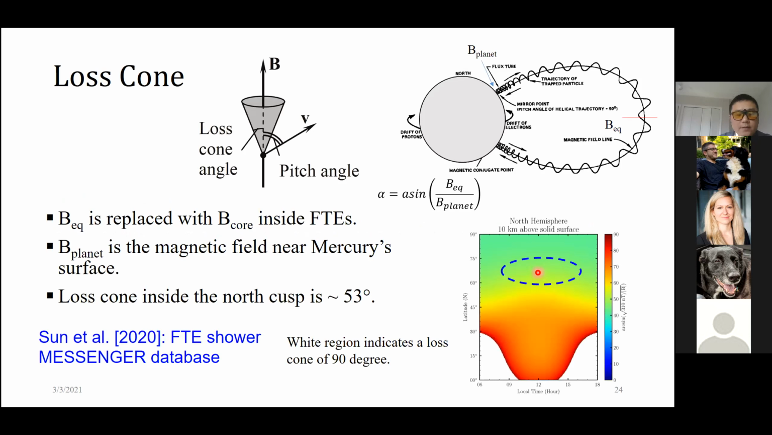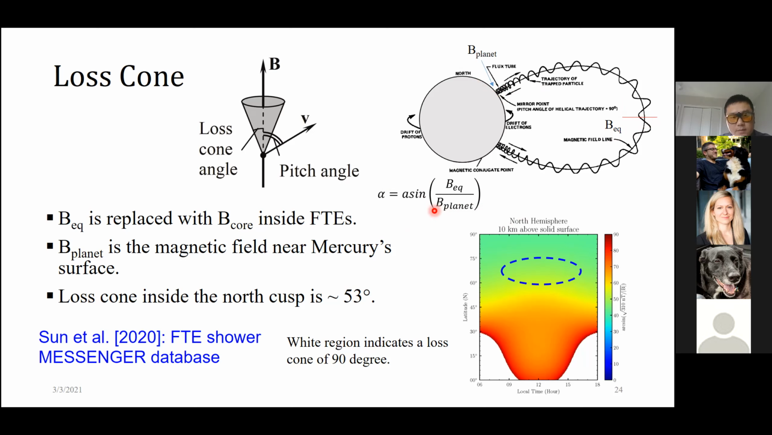So how do we calculate the loss cone? Here shows the equation. We know the magnetic field intensity near the equatorial plane, and we know the magnetic field intensity near the planet's surface. We can get the loss cone. And we make a simple estimation for our case.